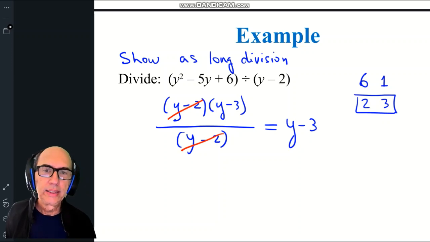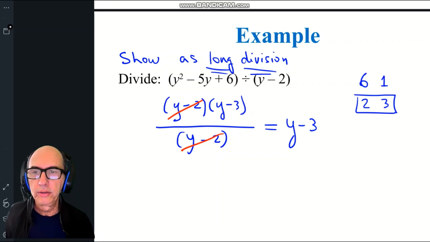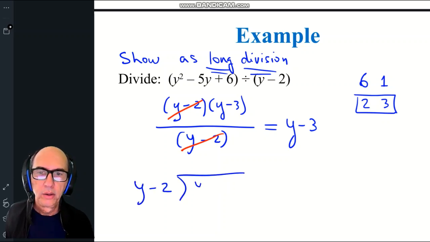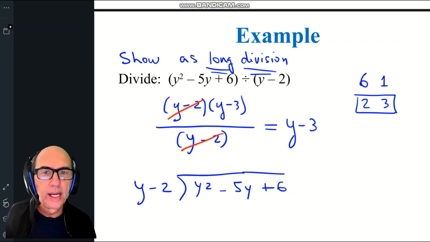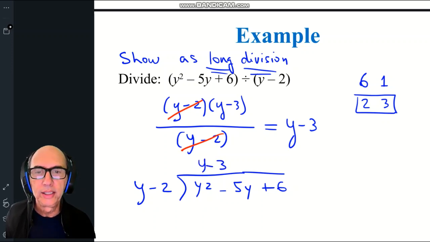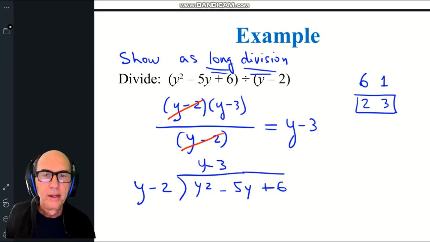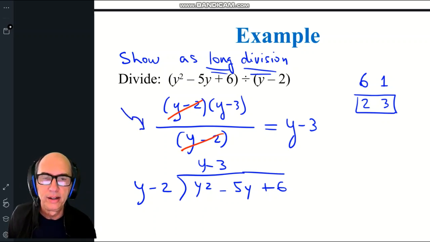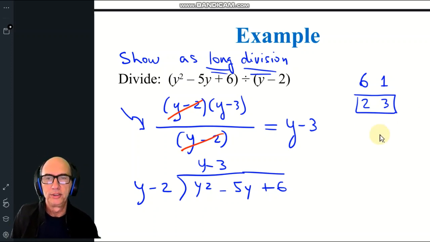So that's a case where, if the question asks you to show long division, you can write down y minus 2 and y squared minus 5y plus 6, and you already know the answer will be y minus 3, right? So you just show the steps, but you can check your answer using the factoring and simplification of fractions.